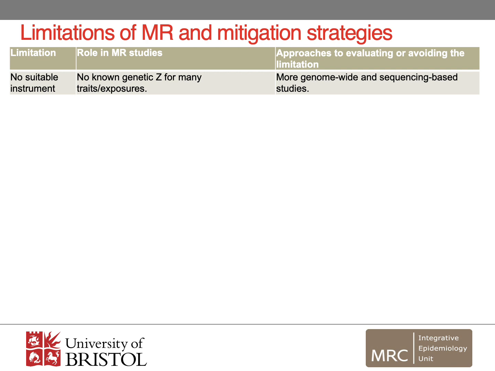So firstly, MR assumes a robust association between the genetic instrument Z and the exposure X. These associations are identified through genome-wide association studies, but for many exposures and traits, there are no known suitable genetic instruments, perhaps because a GWAS hasn't been conducted. So the solution is to conduct more genome-wide and sequencing-based studies.